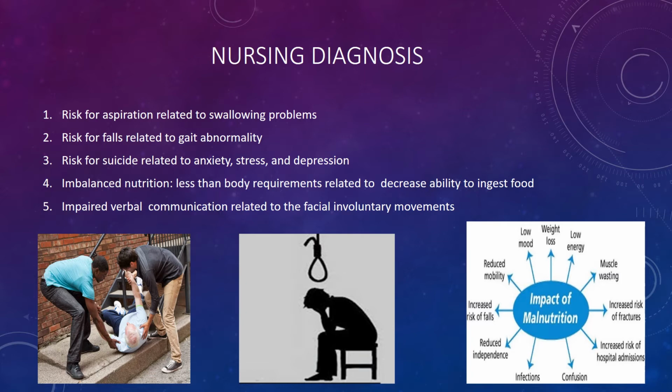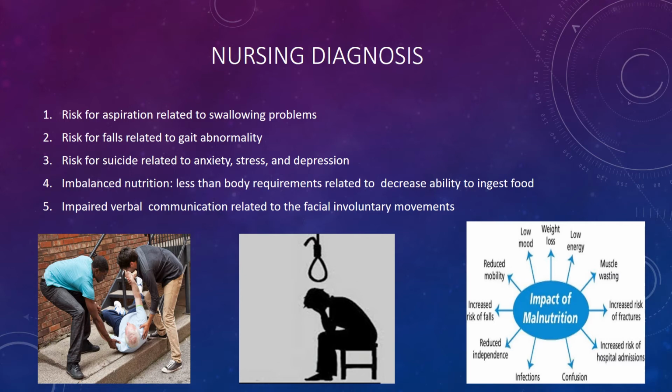The third nursing diagnosis is the risk for suicide. Psychiatric problems are the first manifestations for the patients with Huntington's disease. So, as the disease progresses, the patient suffers anxiety, stress, and depression. So these symptoms lead to the increased risk of suicide. So the nurse can encourage the patient to express their feelings. Family support is very important, and also providing a safe environment for the patient.